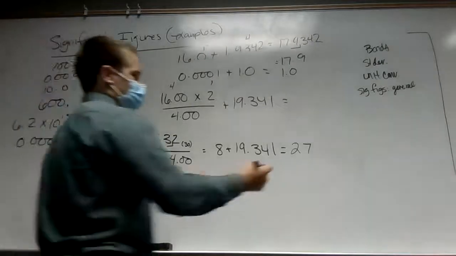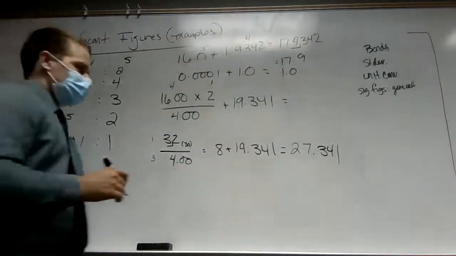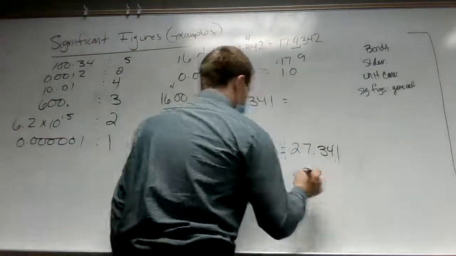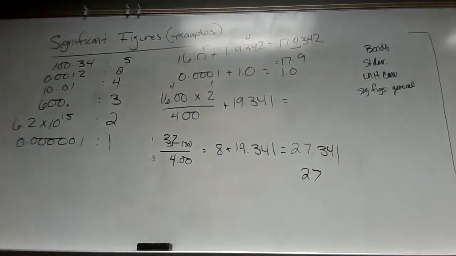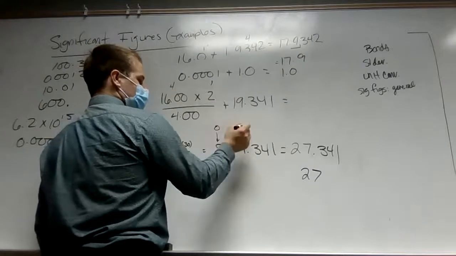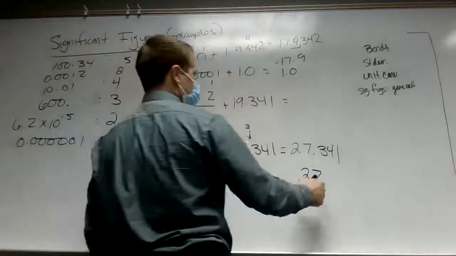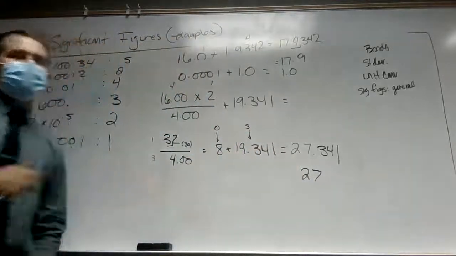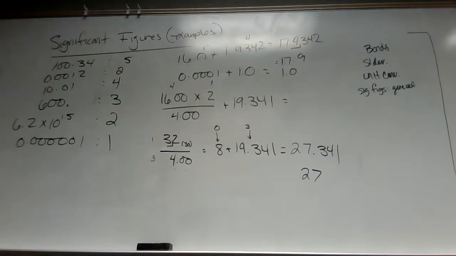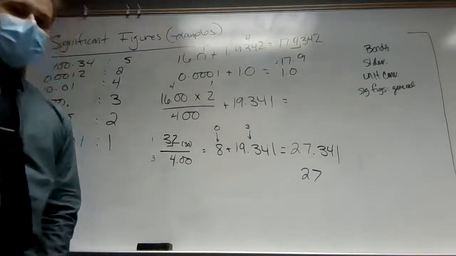So if we do the math, we get 27.341. We're adding and subtracting, so we default to the lowest number of decimals. How many decimals does the 8 have? 19.341 has 3, so our answer is going to be the fewest number of decimals, which is 0. So our answer here is 27. Does that make sense? I apologize if I confused you with the first example here.